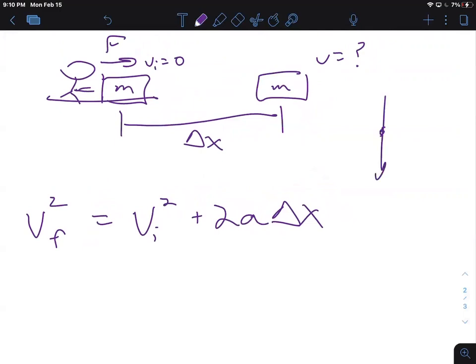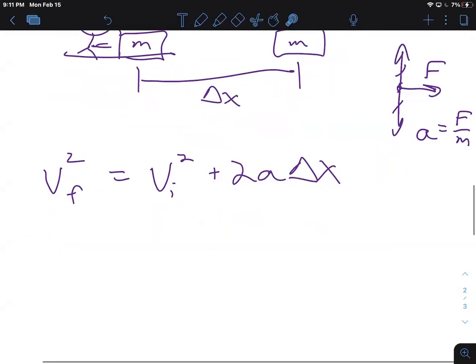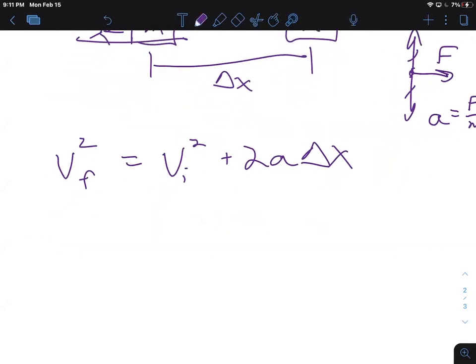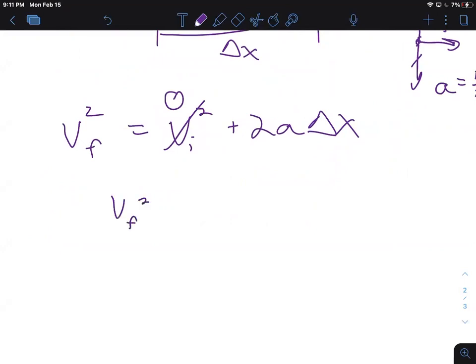Think about the forces on this object. We've got gravitational force down, the floor pushing up, and then we've got this force that I'm pushing with. And we know Newton's second law tells me a is the sum of the forces over the mass. In that case, that's just F over m, because I just have the one unbalanced force. All right, so I could plug this in here. Oh, we said it was at rest, so we'll get rid of that initial velocity to make things easier. 2 F over m delta x.